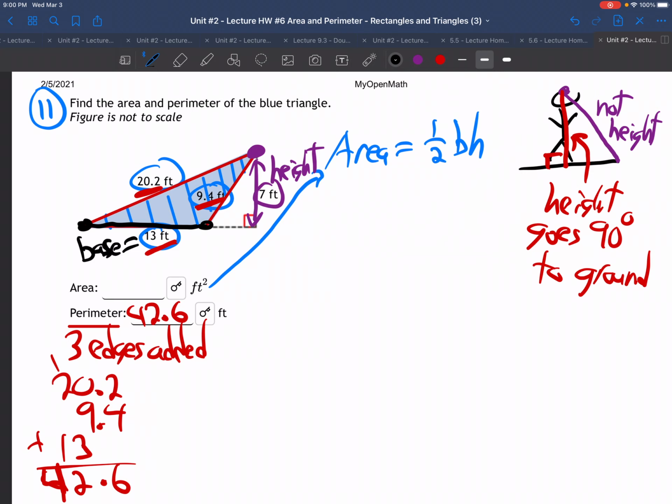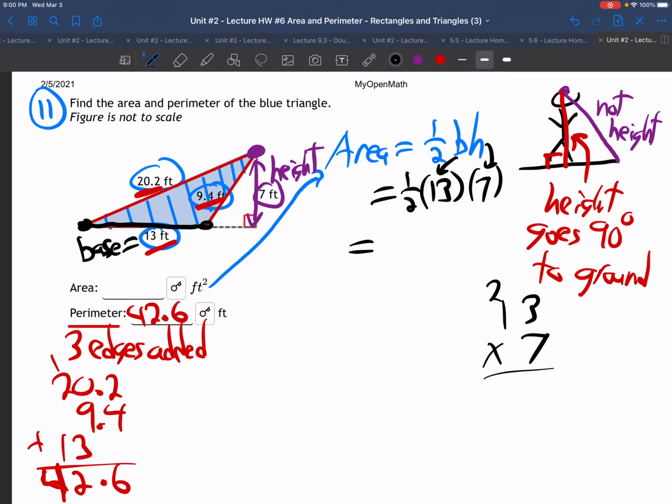So the area then is a half times the base of 13 times the height of 7. So what's that? Do that on your calculator. Let me see, what's that going to be here? I'm going to do it by hand. 7 times 13 is 91, then divide by 2. Half of 90 is 45, and half of 1 is 0.5. So 45.5. Just use the calculator if you need to. 45.5 would be the area.